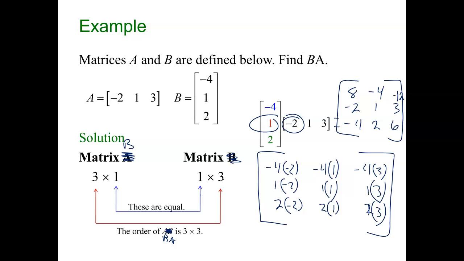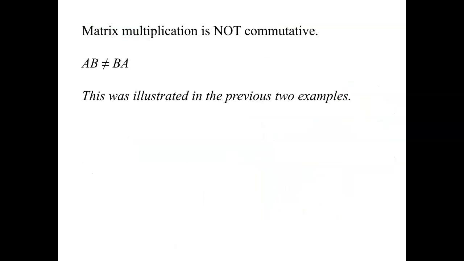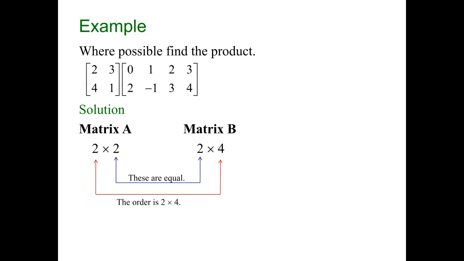Row by column. So we can see matrix multiplication is not commutative. A times B is not going to equal B times A. Okay? It's not. Alright? A times B is not going to equal B times A.